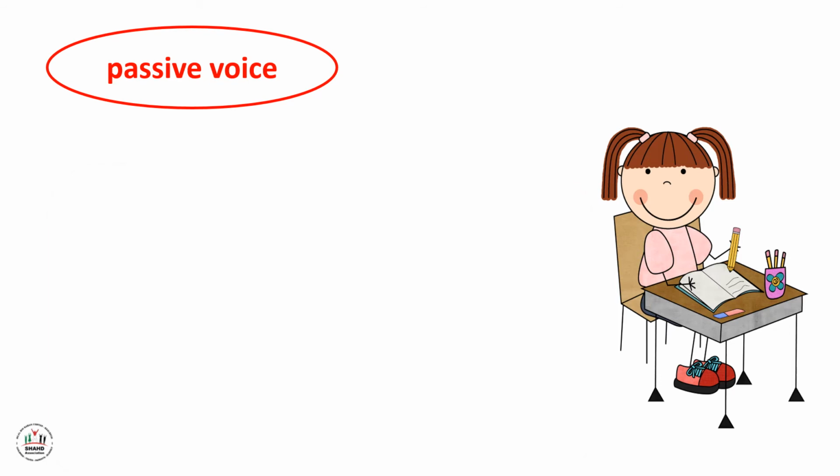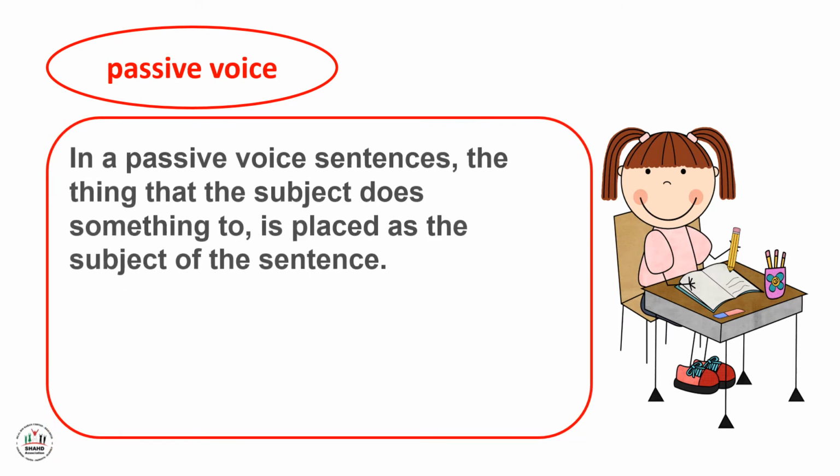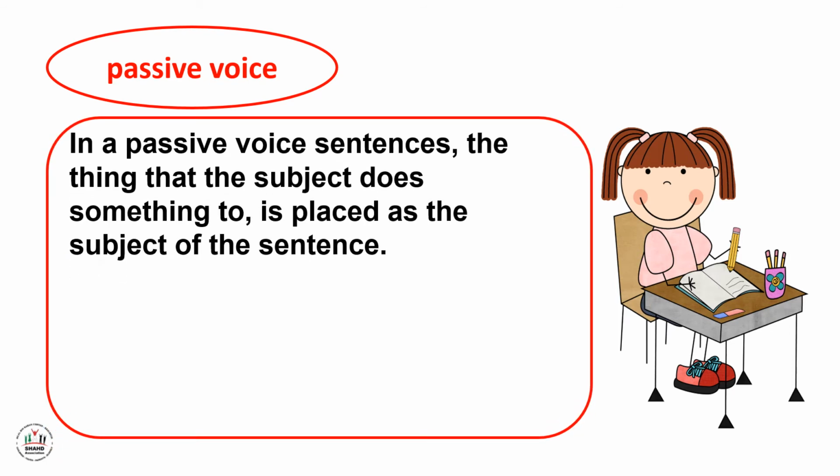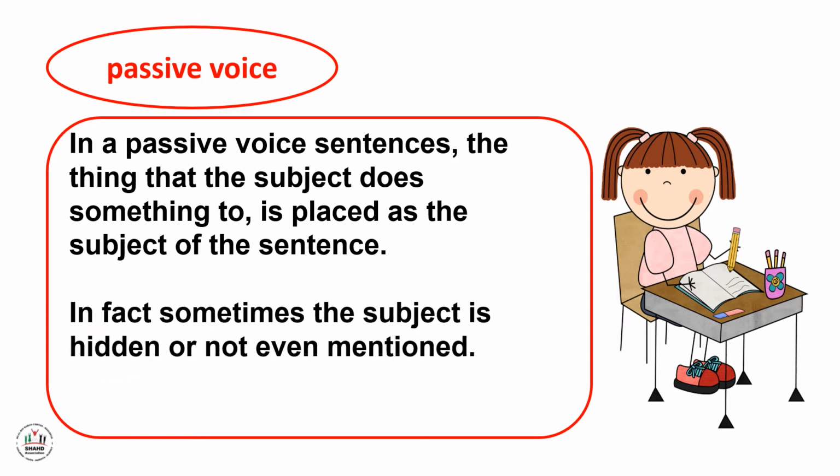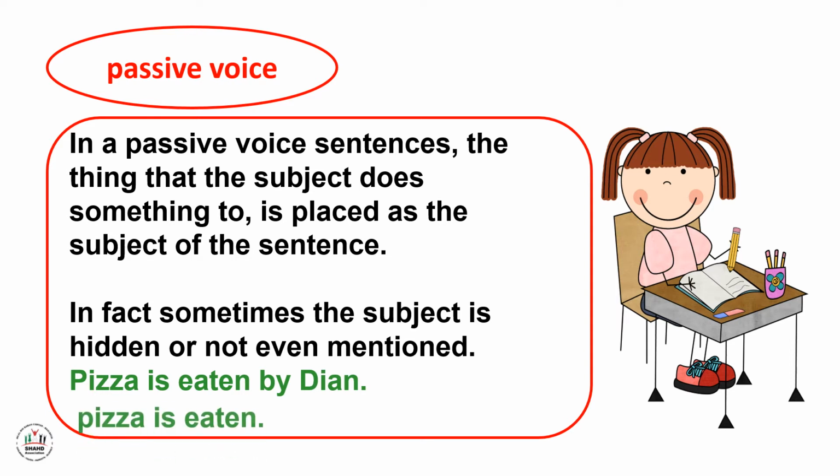Passive voice. In passive voice sentences, the thing that the subject does something to is placed as the subject of the sentence. In fact, sometimes the subject is hidden or not even mentioned. Pizza is eaten by Diane. Pizza is eaten.